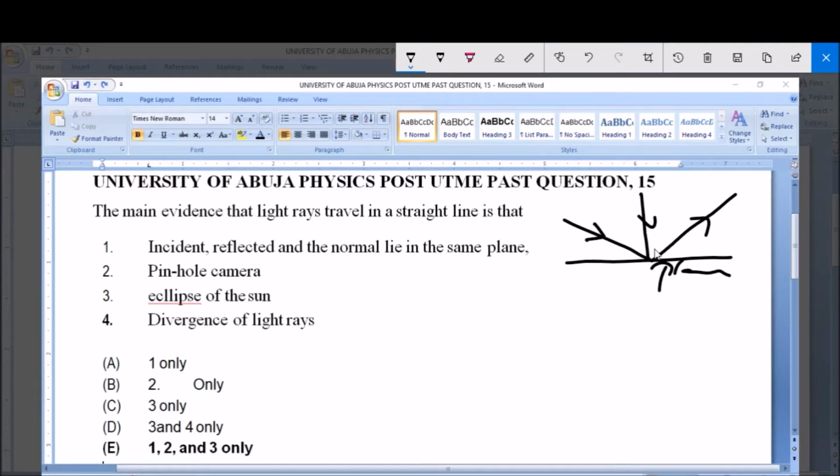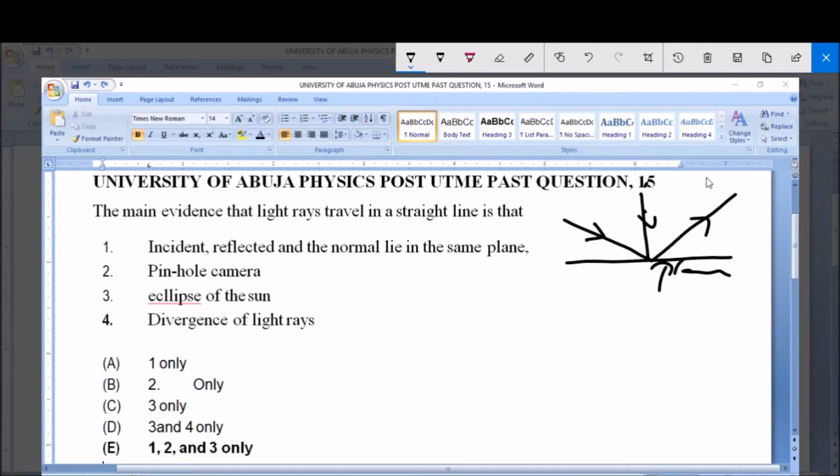Now for them to lie in one plane, you notice that these light rays are coming from a very straight direction. Now the directional path of these light rays is straight. Like you can see here, it comes, it bounces off. Now, if it were not traveling in a straight line, the reflection of the light would be kind of impossible. But due to the fact that it is traveling in a straight line, you can see that incident at this point, reflected at this point, and then this is the normal.